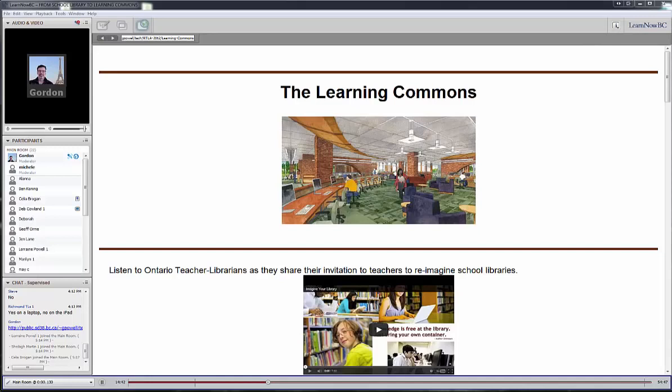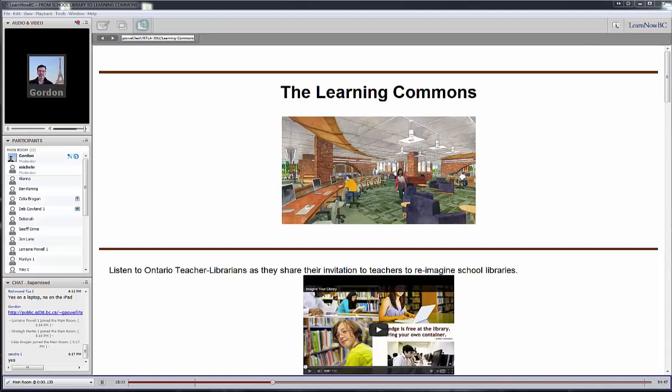Some new services that we might think of offering in the future. I think an important thing to grasp in this conversation around learning commons is the idea that it is a library, but a library plus. So it's not that we're looking to replace library with learning commons, but what we're doing is we are taking all of the good things that we know work well in a library, and we are adding to that the additional elements that make it a learning commons.